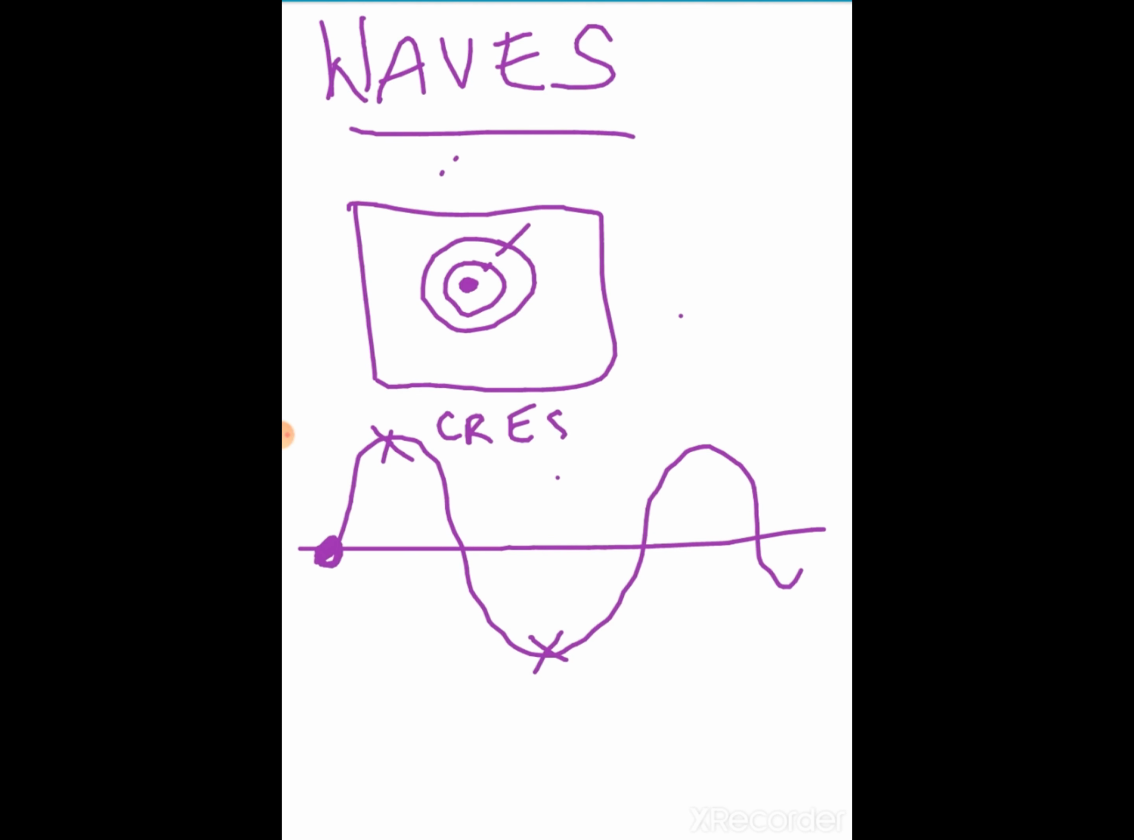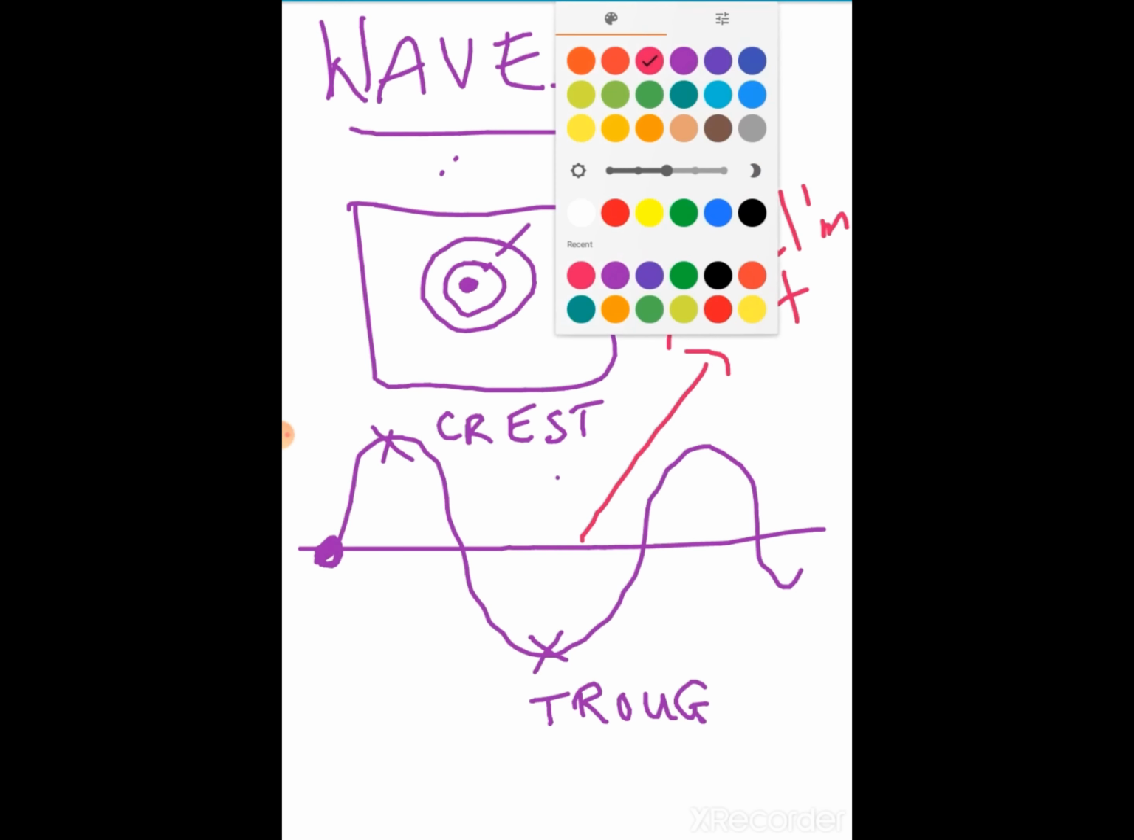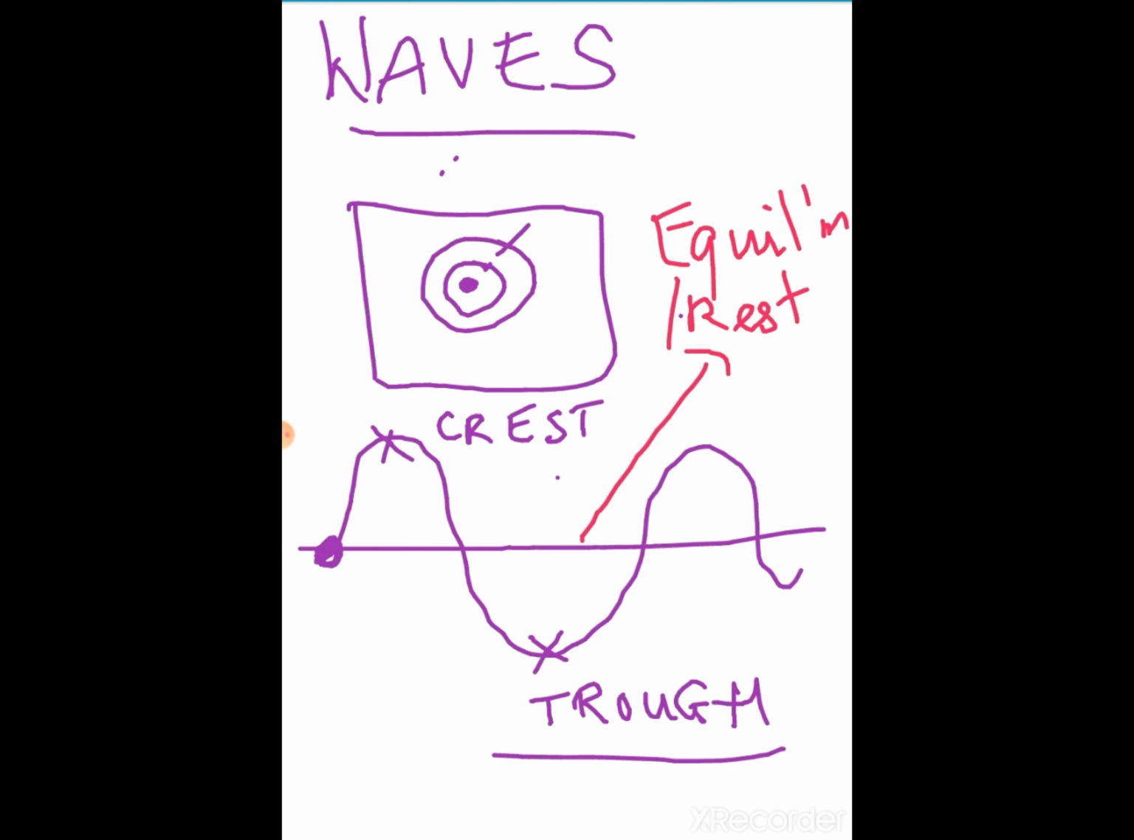The highest point of a wave, or the peak of a wave, from this equilibrium or reference or rest position, is called the crest. The lowest point of this wave is called a trough. The distance between both crest and trough from the equilibrium position is the same for a wave that transfers the same amount of energy, and this distance is called the amplitude.